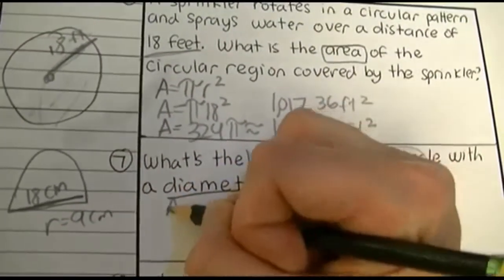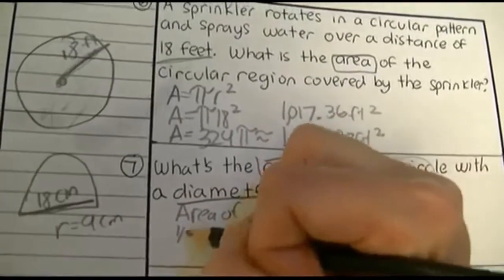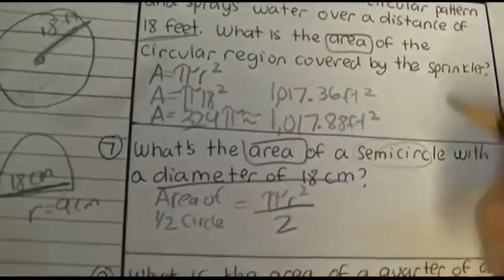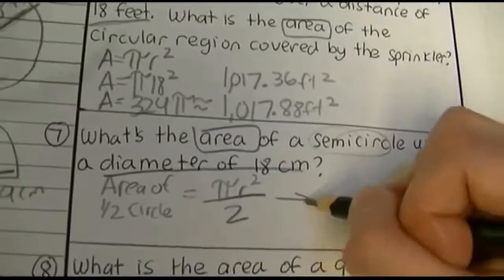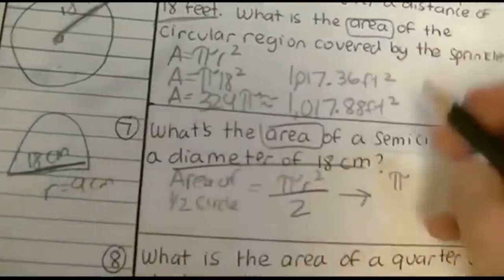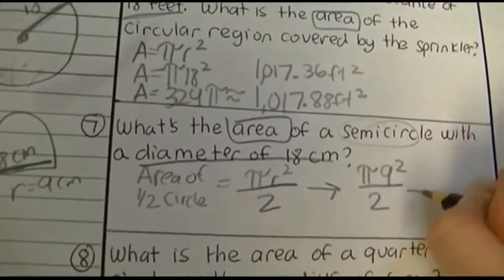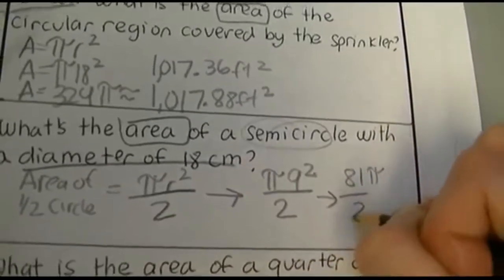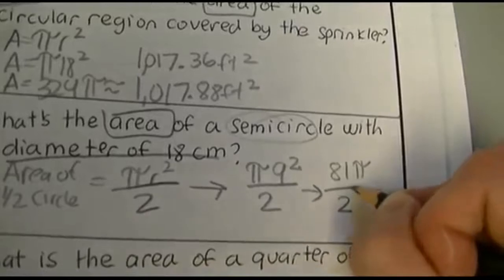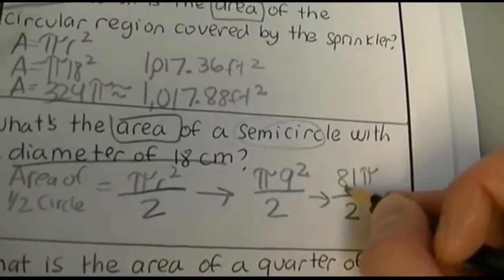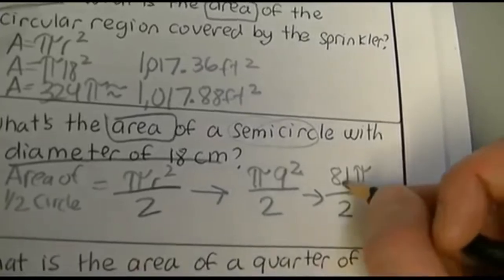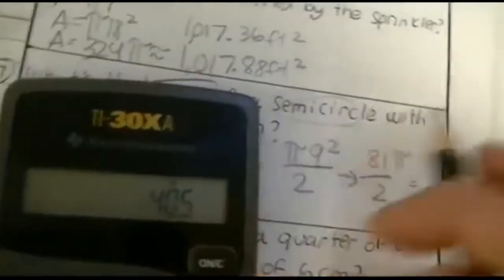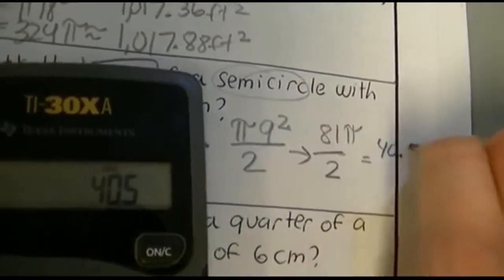So the area of a half circle or a semicircle is pi r squared divided by 2, okay? So let's go ahead and substitute those numbers in. Pi radius is 9 squared, don't forget to divide by 2, okay? So this right here, 9 times 9 is 81, pi divided by 2, okay? So you should get 81 times pi divided by 2, or you can go 81 divided by 2 times pi, same thing. 81 divided by 2 is 40.5 pi.